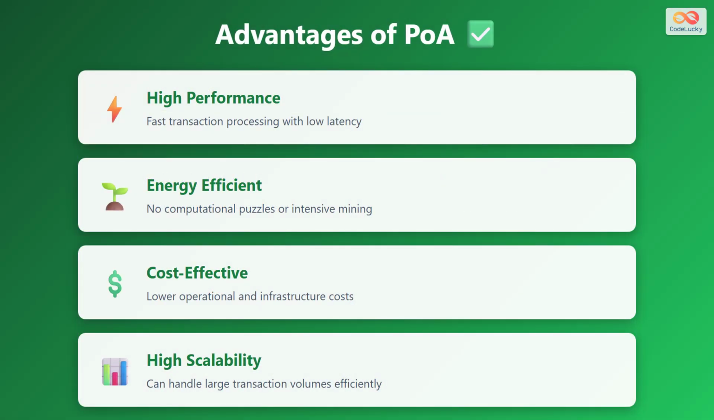Proof of authority offers several compelling advantages. First, it provides high performance with fast transaction processing and low latency, making it ideal for applications requiring quick confirmations. Second, it is extremely energy efficient because there are no computational puzzles or intensive mining operations involved. Third, proof of authority is cost-effective, requiring lower operational and infrastructure costs compared to proof of work or even proof of stake systems. Finally, it offers high scalability, meaning it can handle large transaction volumes efficiently without compromising speed or security.